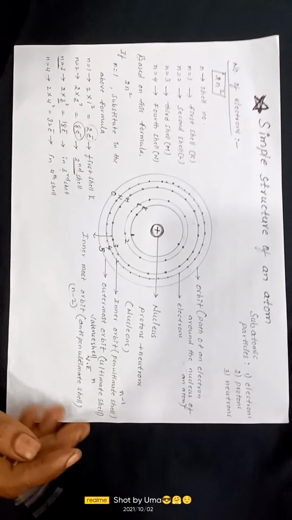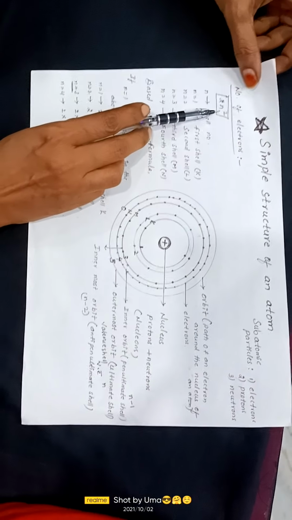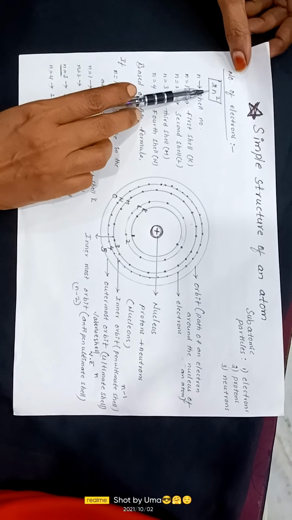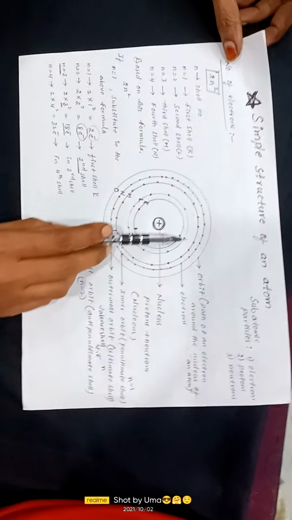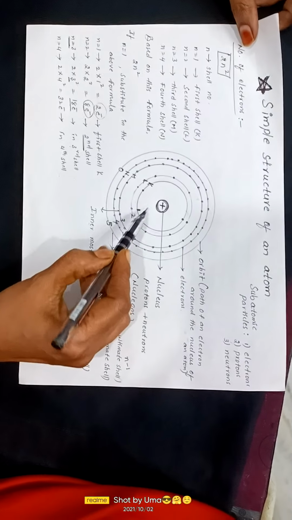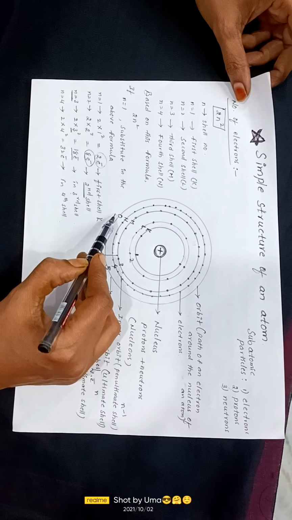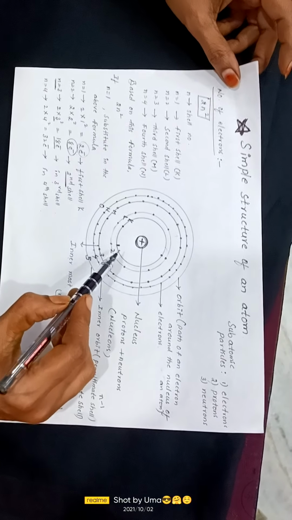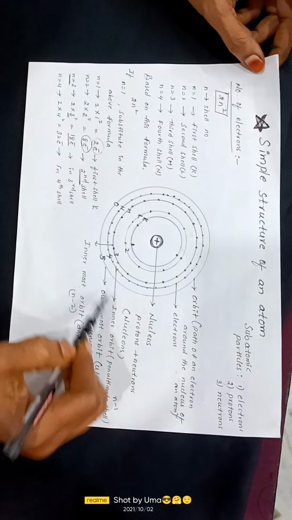To find the number of electrons in an orbit, there is a formula. 2n square is the formula to find the number of electrons in an orbit. Here, the shells are represented by the alphabets K, L, M, N, O and so on, or the numbers 1, 2, 3, 4, 5 and so on.